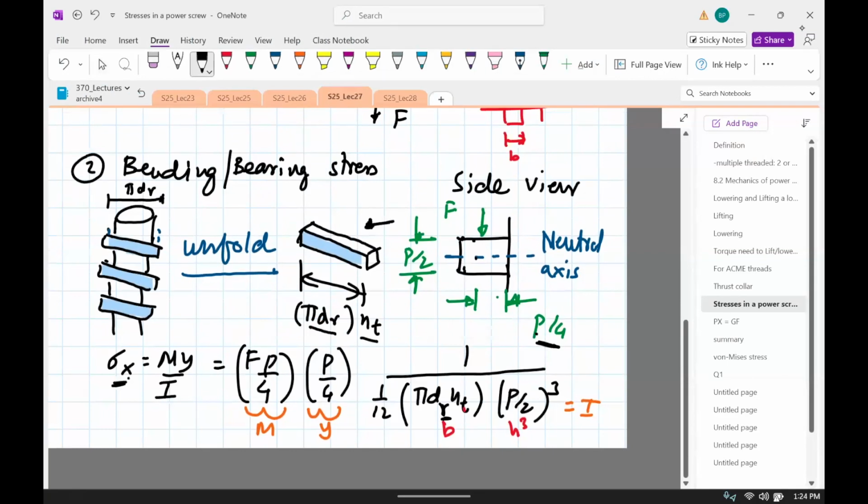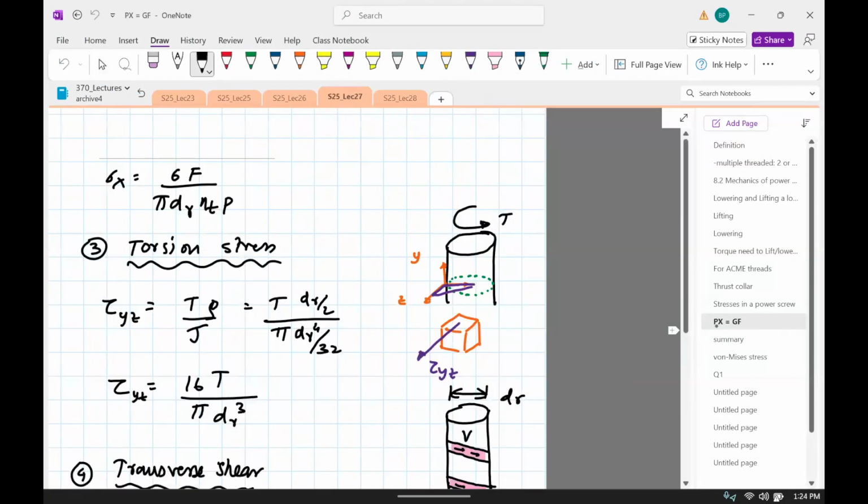Okay, that's sigma x. There are 3 more stresses we need to look at. So that's just the simplified expression. Okay, there's a torsional stress. You can think of the screw as a cylinder with a torque T and a mean diameter. Again, we use dr because the minimum diameter will give the maximum stress. This is a formula we've seen before. Torque times rho divided by J. Okay, so just putting the value for rho as dr divided by 2 and then the polar moment of inertia, we get the expression tau yx phi z.